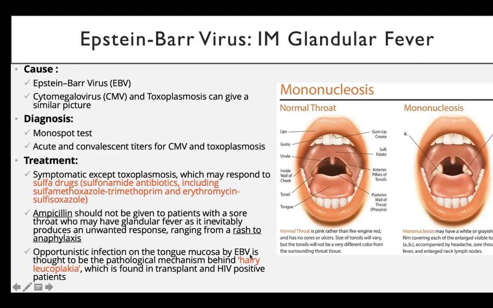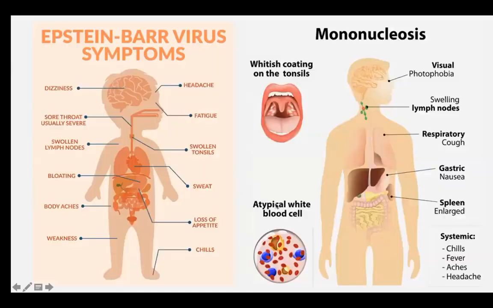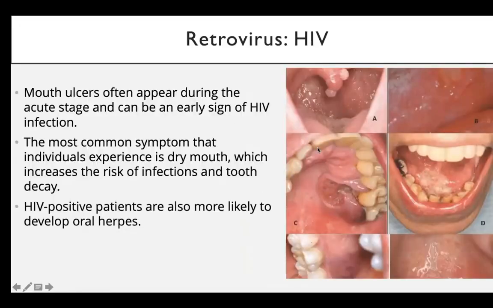And this EBV, Epstein-Barr virus, was previously thought to be behind hairy leukoplakia, a whitish roughness, which is found usually in HIV and transplant patients. But now we know that EBV is not responsible. Immunocompromised patients have hairy leukoplakia. Then after that, we started HIV.